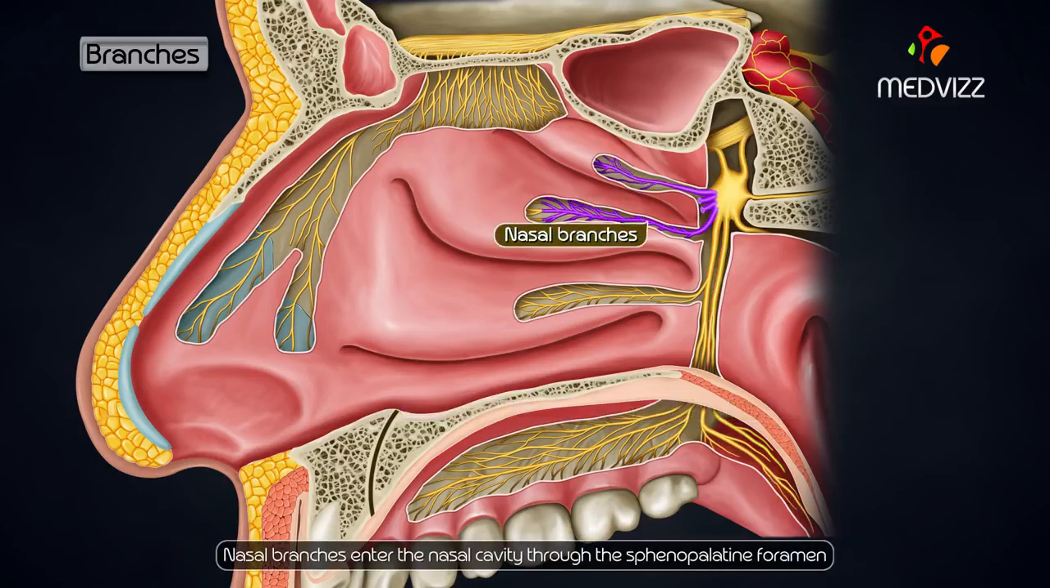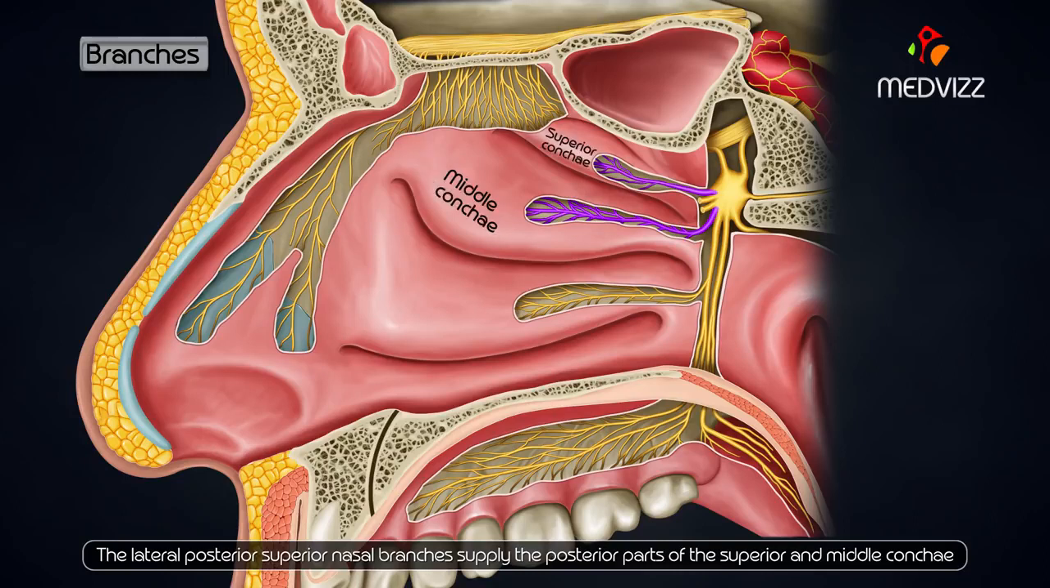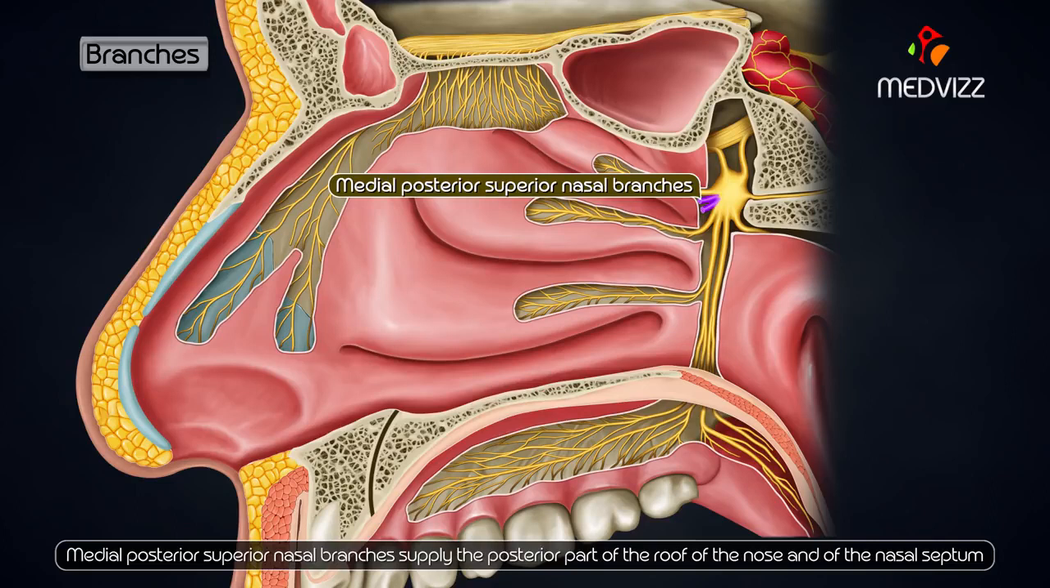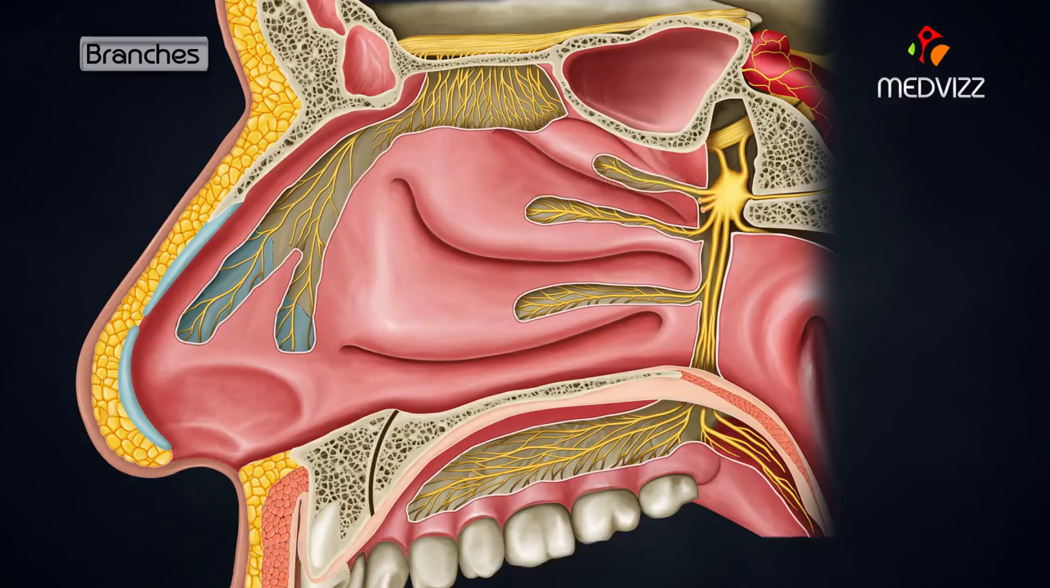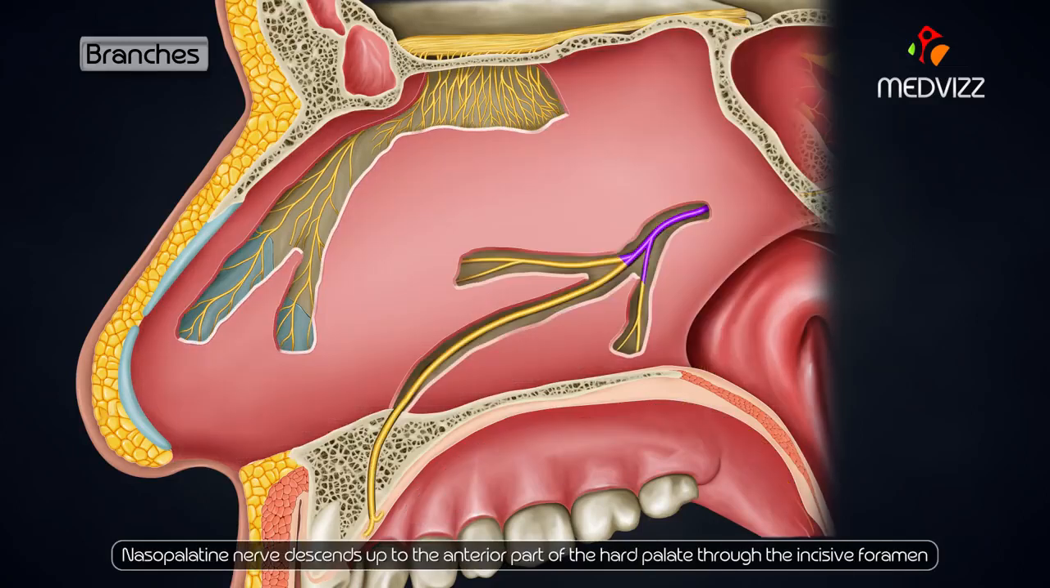Nasal branches enter the nasal cavity through the sphenopalatine foramen. The lateral posterior superior nasal branches supply the posterior parts of the superior and middle conchae. The medial posterior superior nasal branches, 2 or 3 in number, supply the posterior part of the roof of the nose and of the nasal septum. The largest of these nerves is known as the nasopalatine nerve, which descends up to the anterior part of the hard palate through the incisive foramen.